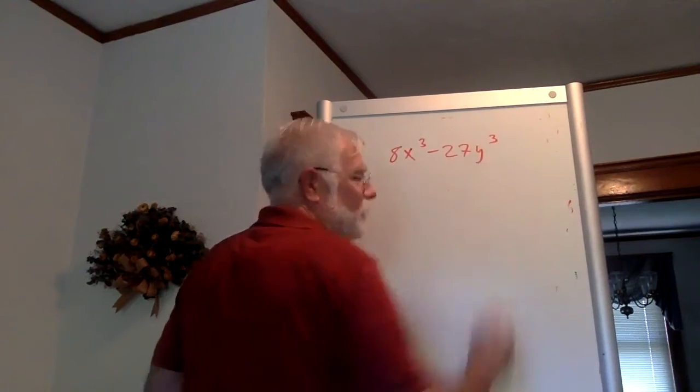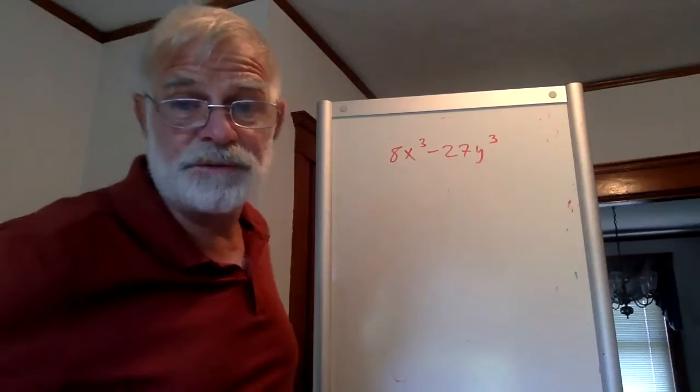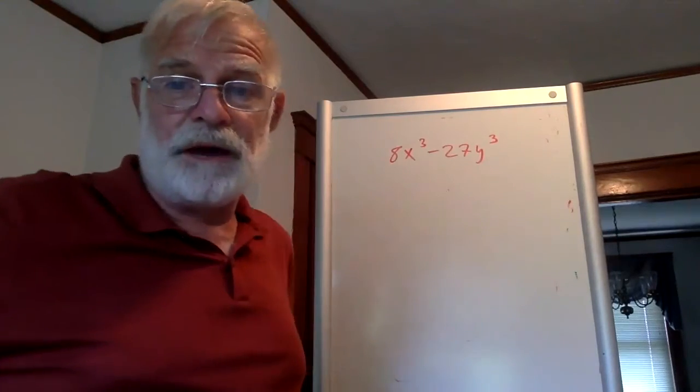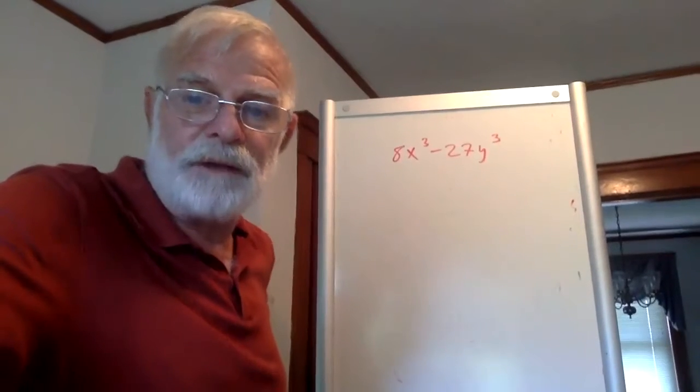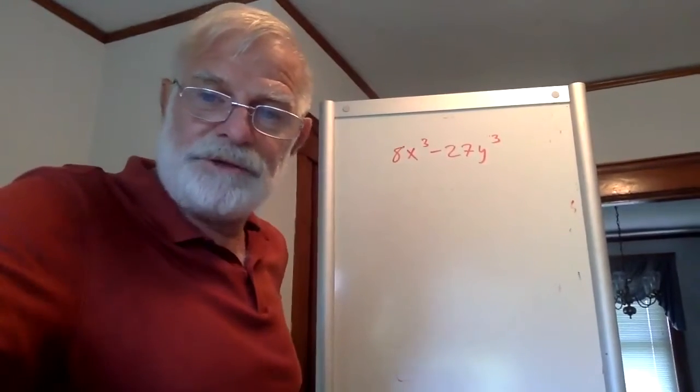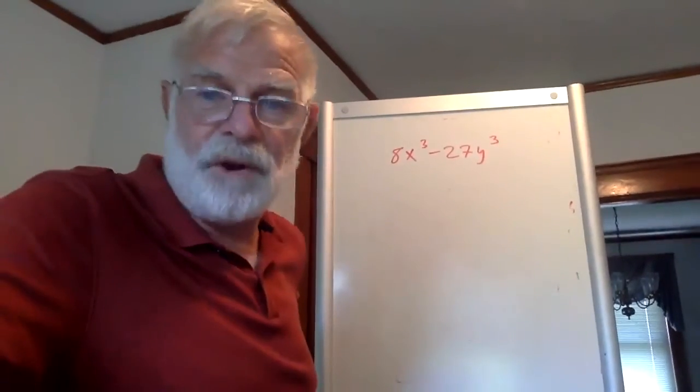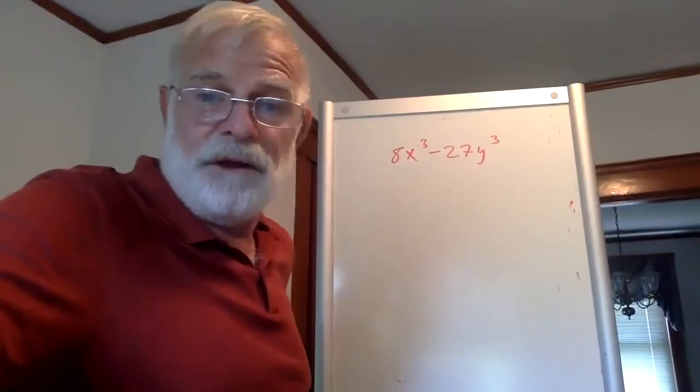Okay. 8x cubed minus 27y cubed. I'm guessing it's on our curriculum, Algebra 2. You're supposed to know the difference of two cubes, how to write it as a product. I doubt you remember. I don't know. I got 2 or 3 students I had last year. I'll ask them if they remembered. We did practice it, hopefully enough.